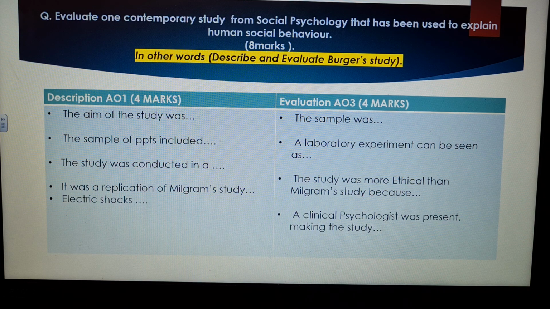Secondly, a laboratory experiment can be seen as, so obviously using a laboratory experiment is one of the most reliable methods in psychology, purely because it allows us to have control of the variables, and so it's easy to replicate and therefore it's reliable. However, you can also comment on the fact that lab experiments do lack ecological validity. And what that means is because they're carried out in an artificial environment, the participant's behavior is not going to be natural. So it's a question of validity, so ecological validity.